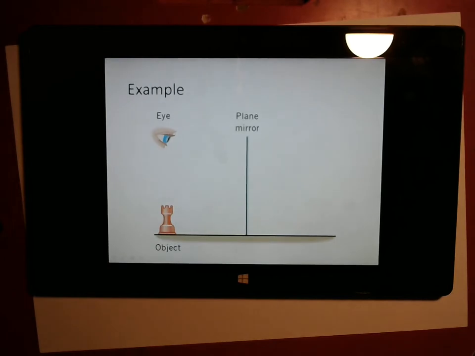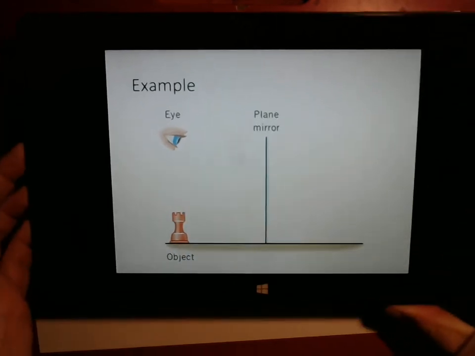Let's have a look at another example. Nice straightforward one in this case. We have a chess piece, we have an eyeball. Where would you see the chess piece? Okay, let's do exactly the same thing.